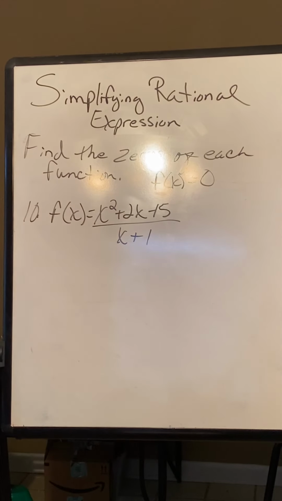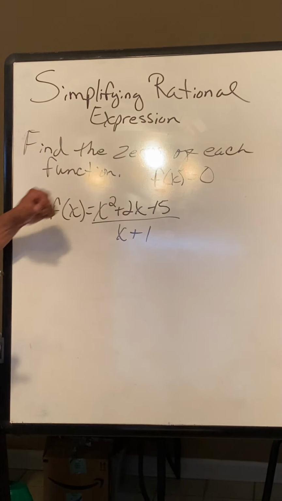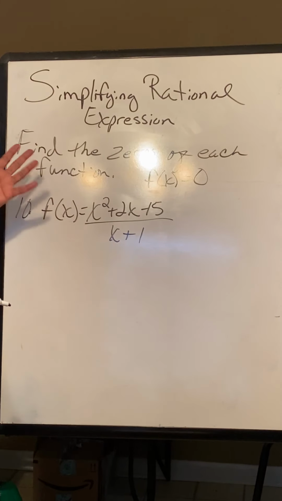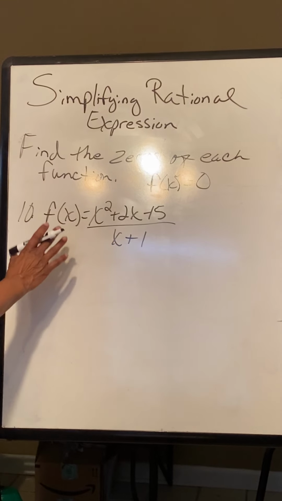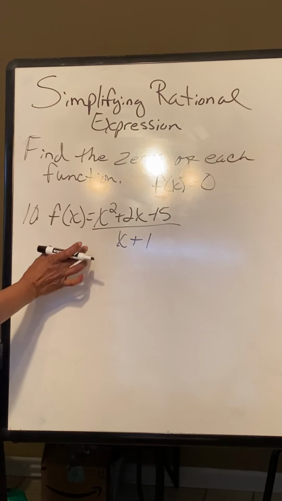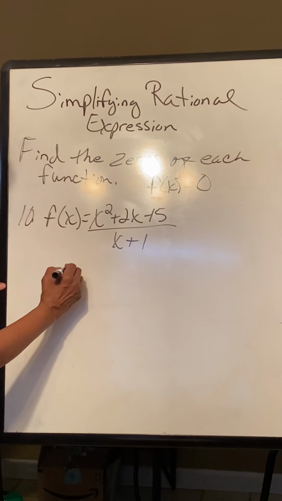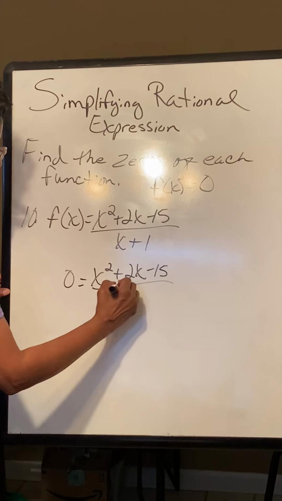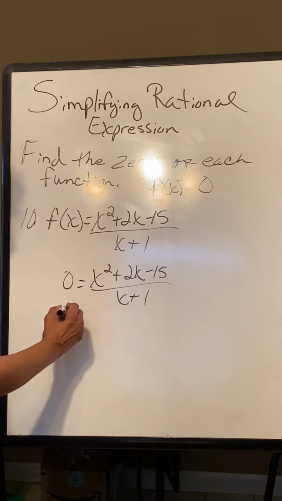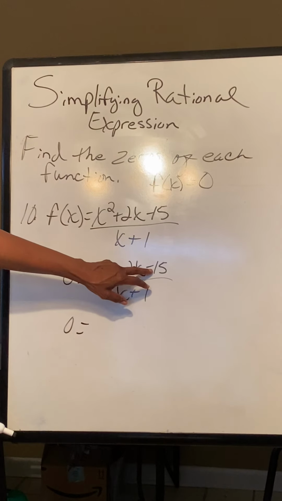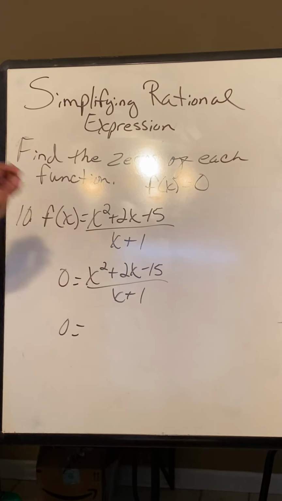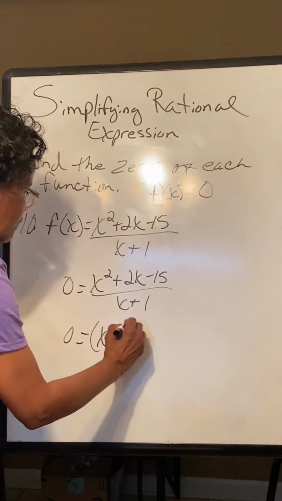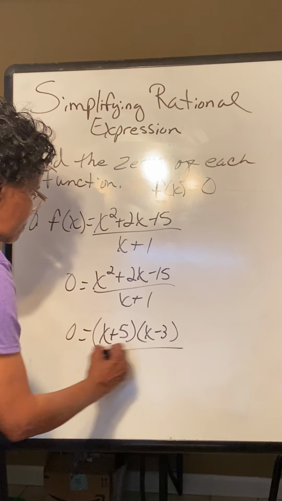Now, my zeros will be numbers that will make f of x equal 0. So that means, what's going to make my numerator a 0? 0 divided by a number gives you 0. So the first thing we're going to do is replace the f of x with 0. We're going to factor that numerator. I need to see if I have two numbers I can multiply, get a negative 15, combine, get a positive 2, and those numbers would be a positive 5 and a negative 3.